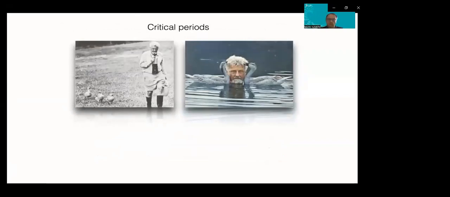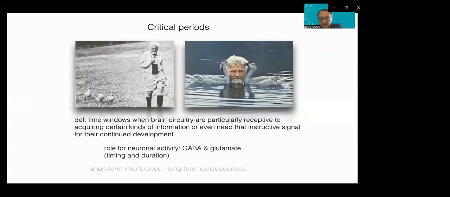Just to extend this critical period notion a bit further, I think you all know Dr. Konrad Lorenz, who was working with incubator-hatched graylag geese. He found that when he showed himself to these geese after hatching in a very well-specified time window, neither before nor after this time window, these geese considered him as their mother all life long. And since these early investigations, there are a lot of studies that suggest that there are time windows when the neural circuitry is very sensitive to external stimuli, and indeed the development of neural circuitry is dependent on these instructive signals. And we know that the timing and the duration of GABAergic and glutamatergic signaling is very important during this period, and even short-term interference can induce long-term consequences.